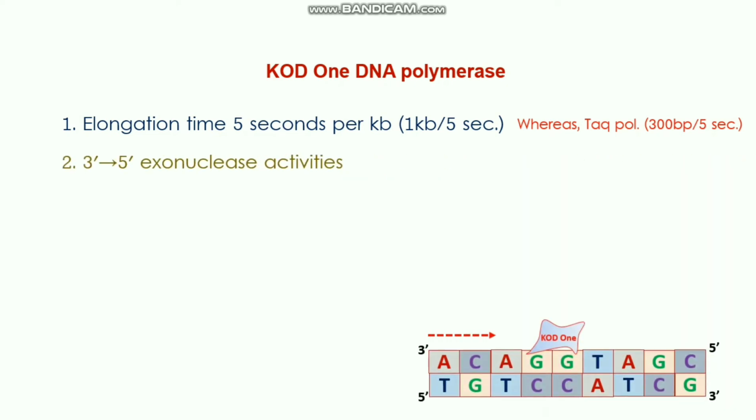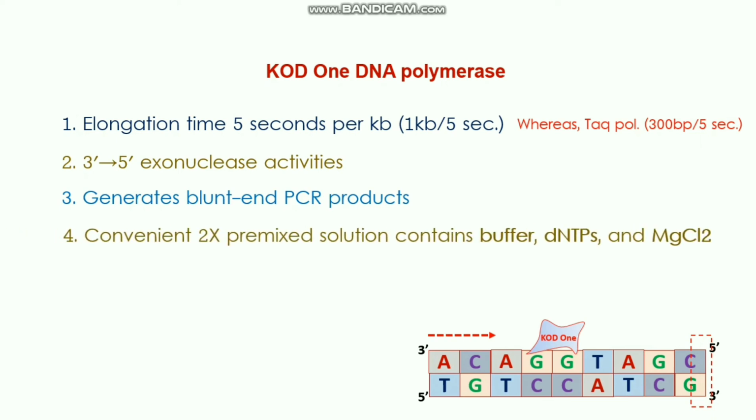And the next is the exonuclease activity, or the proofreading activity, in the 3' to 5' direction. Also, it generates blunt end PCR product. So this KOD DNA polymerase is very highly efficient. It does not make many wrong bases, and the error frequency is very low. Although it may make a wrong insertion or wrong base during the amplification process, it can repair it by itself. That is the proofreading activity.